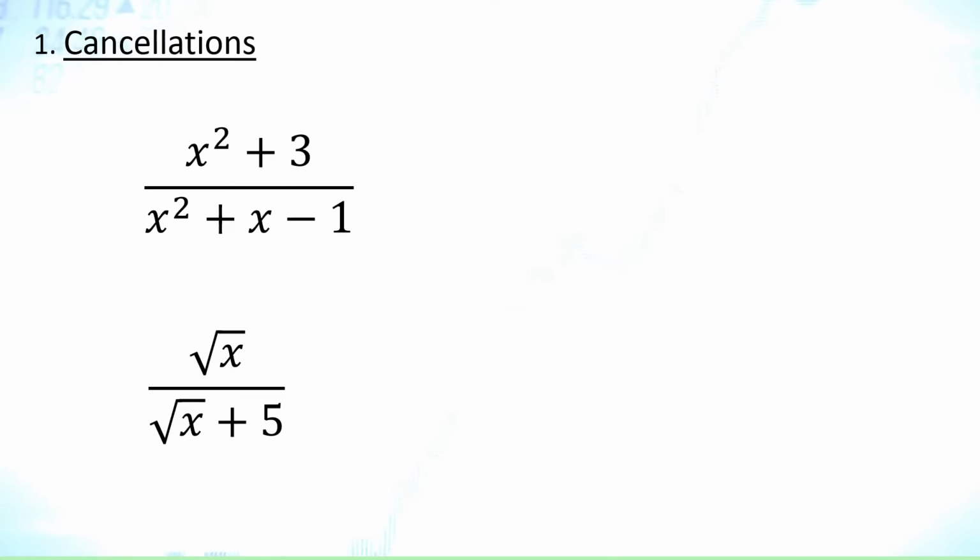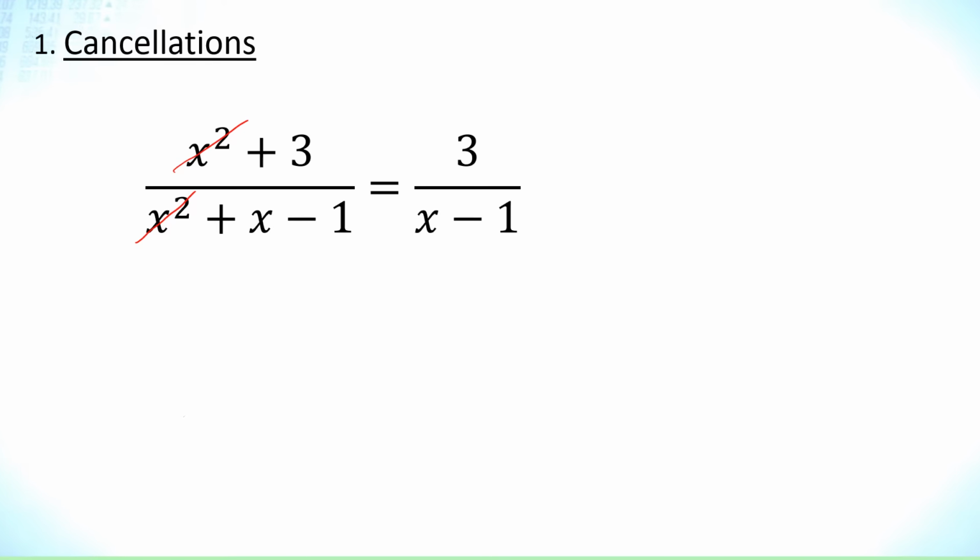One common mistake students make is when you get an expression like that, you're going to cancel x squared with x squared and write this as 3 over x minus 1. Unfortunately, this is not true. And let's look at the next one.